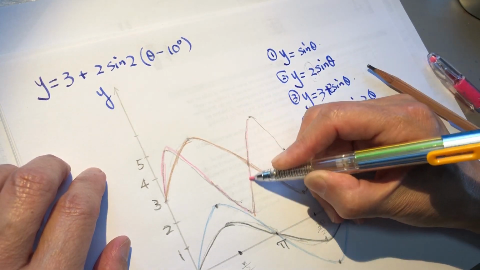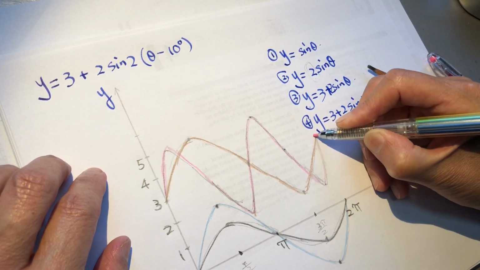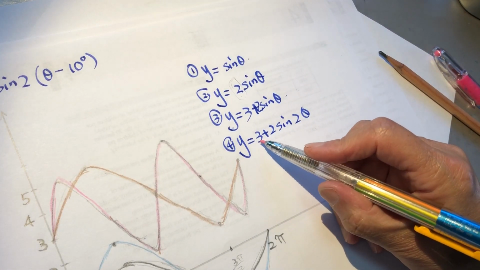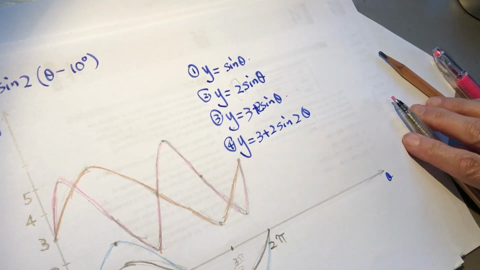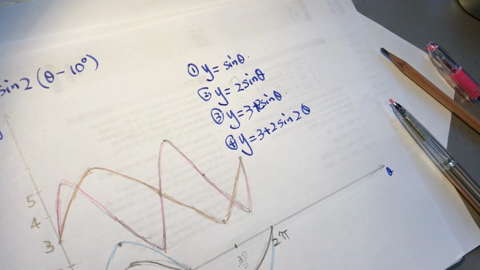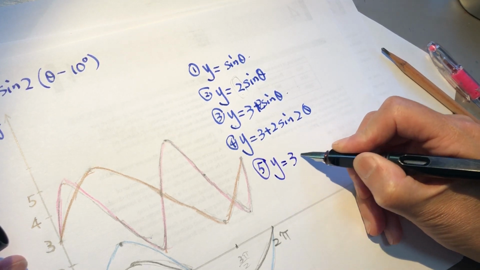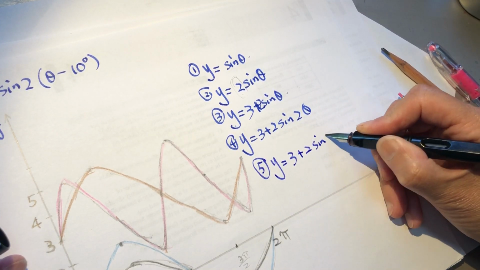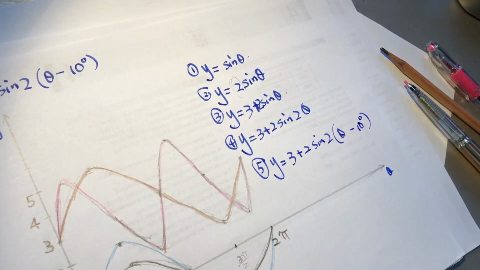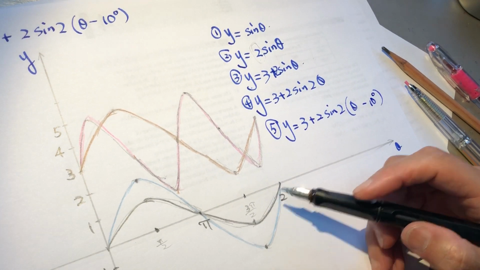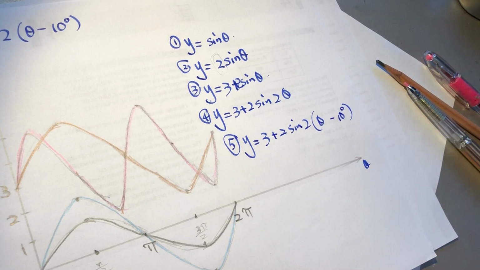This is our fourth graph. This is y equals 2 sine 2 theta. Now we come to the last step, number 5. y equals 3 plus 2 sine of 2 theta minus 10 degrees. Okay, here we use radians, and out of nowhere there is a degree. Get out of this degree.